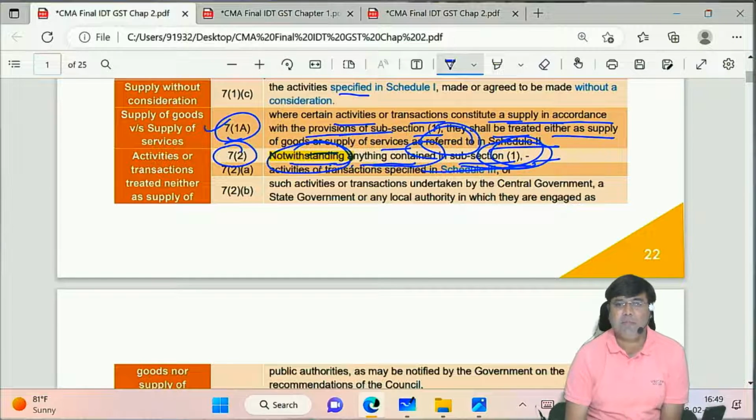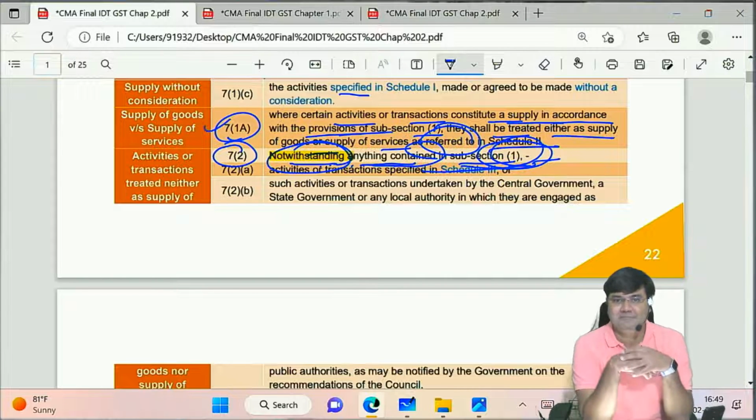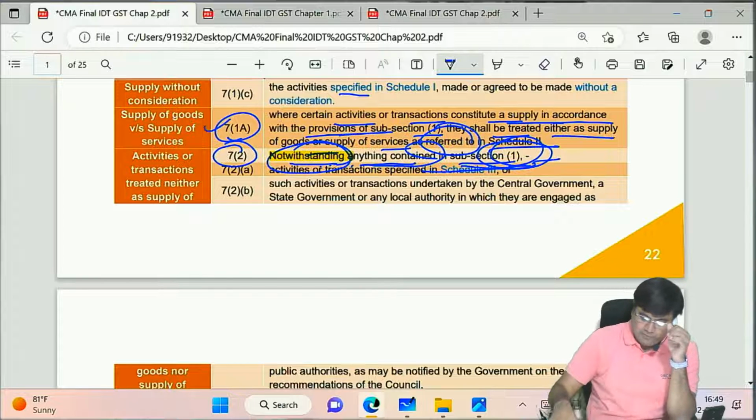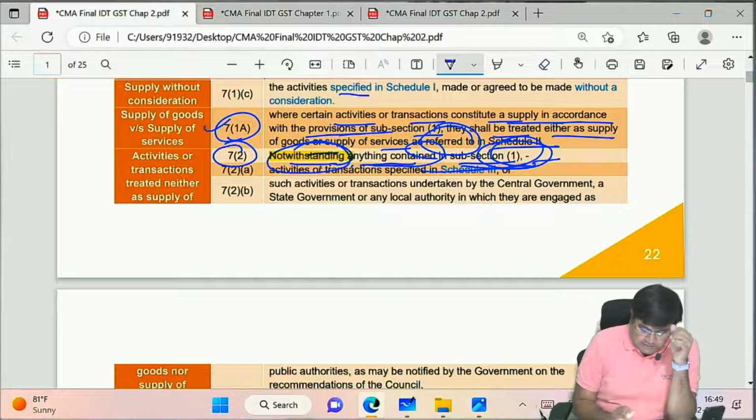So see my provision. I am going to prevail over section 7 subsection 1, I am the father, so whatever I say that is correct. So section 7 subsection 2 is going to prevail over subsection 1.